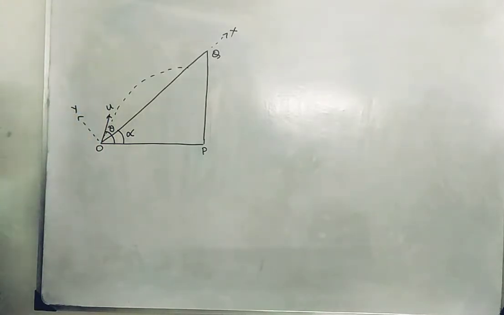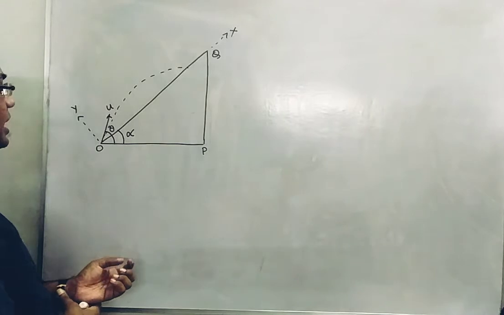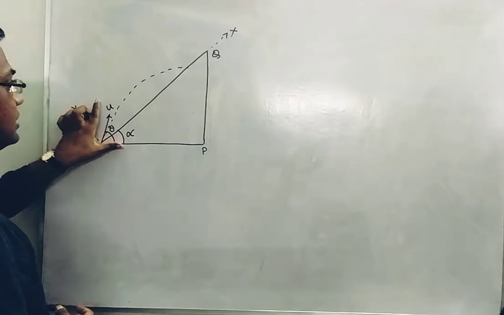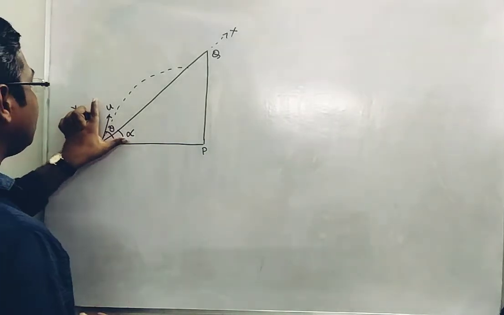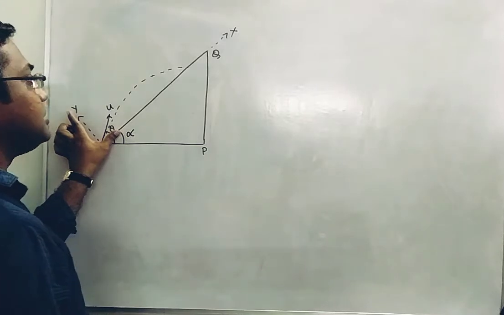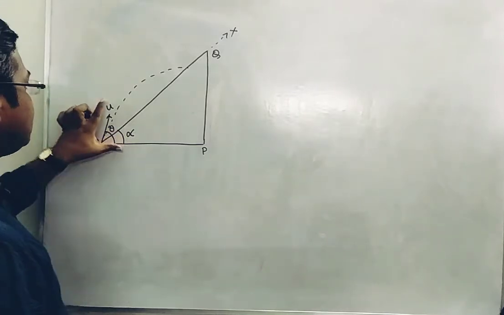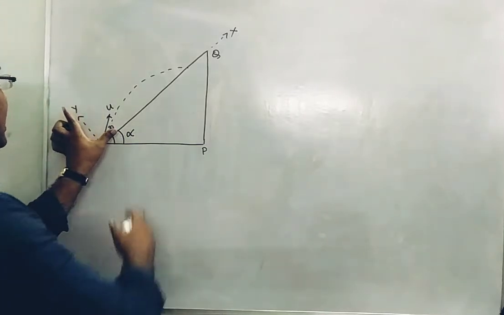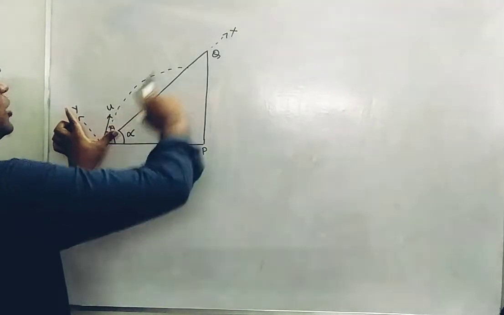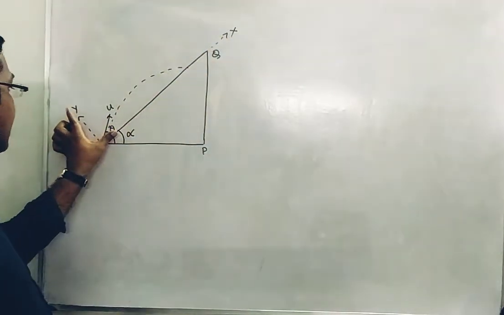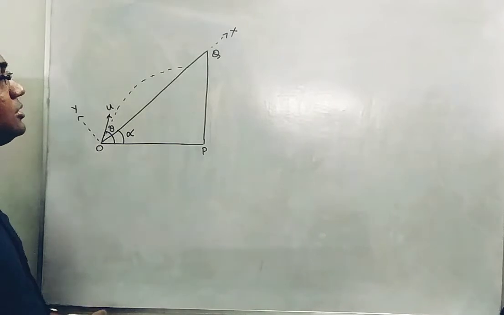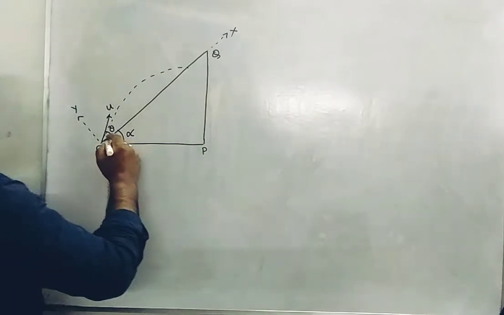When we discuss projectile motion on a horizontal, we consider the XY axes like this. But here I have considered them this way, making an angle alpha, so that the x-axis is attached to the OQ plane of the incline and the y-axis is perpendicular to the incline.